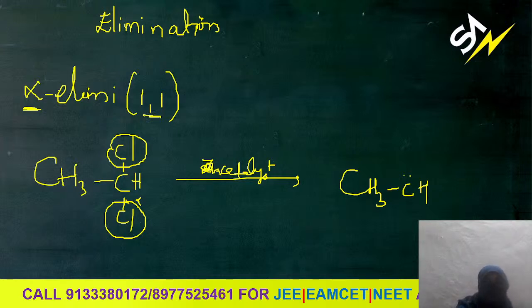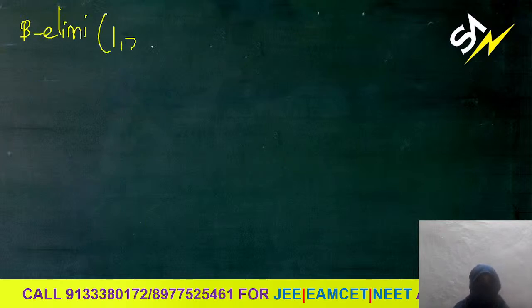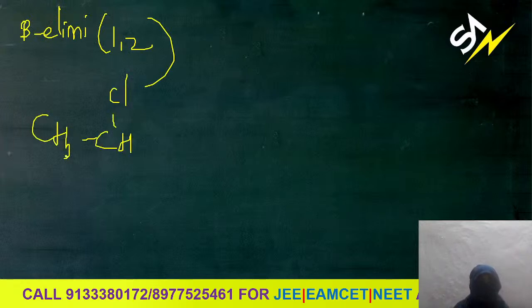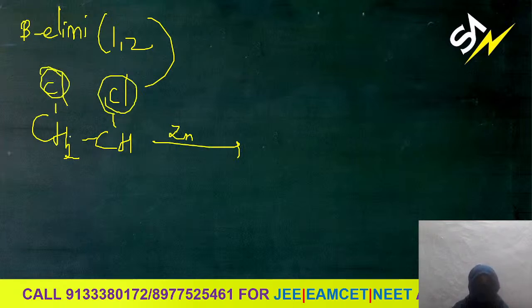This mechanism does not occur in chemistry. Only beta elimination occurs in chemistry. So we'll understand what you mean by beta elimination. Beta elimination is important. 1,2 elimination. Consider two halogens on adjacent carbons. Like zinc is coming in. Whenever zinc comes, it takes away the 2 chlorines. This will go, this will also go, leading to formation of a double bond. So it will become CH2 double bond CH2, plus ZnCl2 will form.